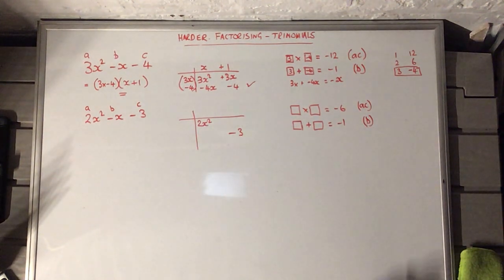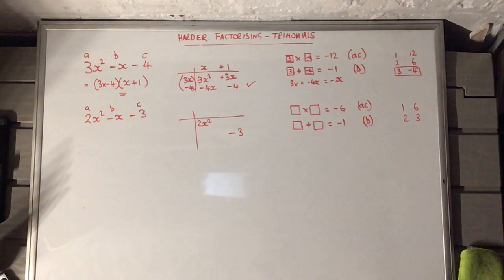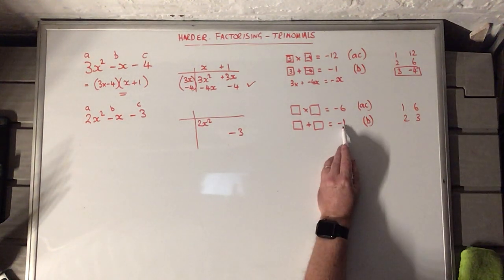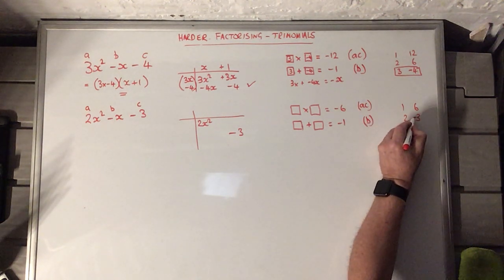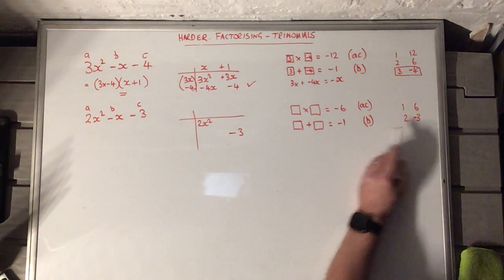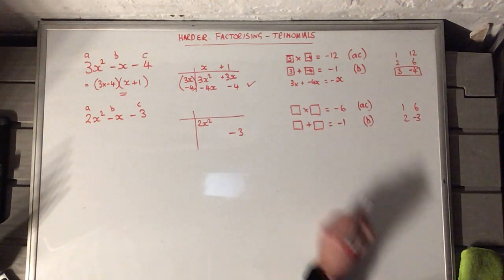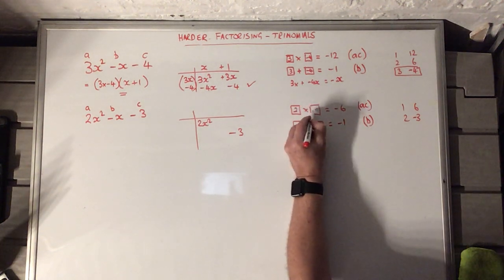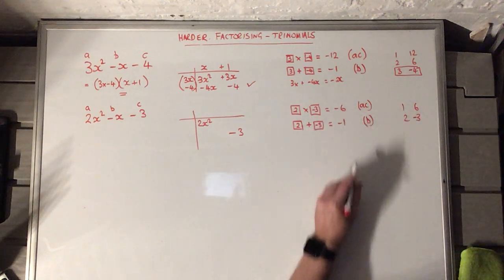Okay. So, factors of 6. 1 and 6, 2 and 3, nothing else. We need negative 1 again. So negative 1 means that it must be negative 3, because 2 plus negative 3 gives me negative 1, and 2 times negative 3 gives me negative 6. So it's 2 and negative 3, and that all works.